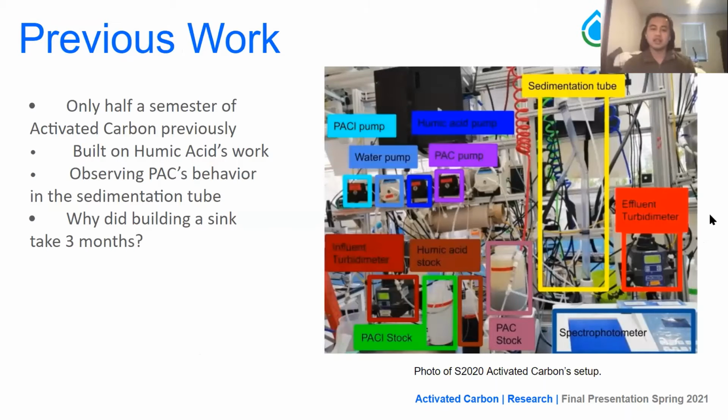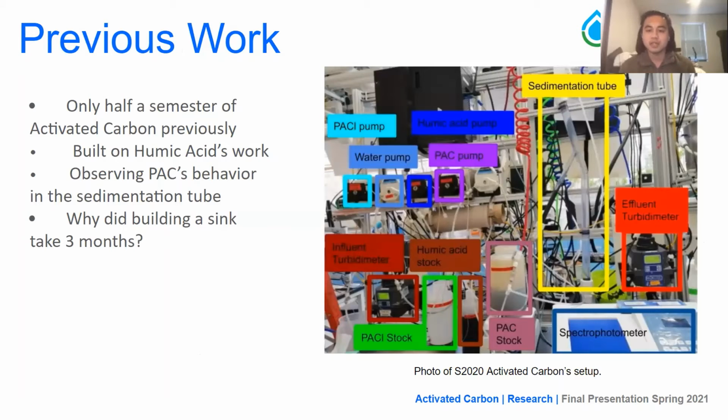So as Chris said, in the spring of 2020, activated carbon was introduced as a new subteam that focused on using powdered activated carbon to increase the efficiency of Agua Clara's water treatment plants. Activated carbon built upon the fall 2017 and spring 2018 humic acid subteam's work and used the optimal dosage of 5 milligrams per liter and 10 milligrams per liter of humic acid.